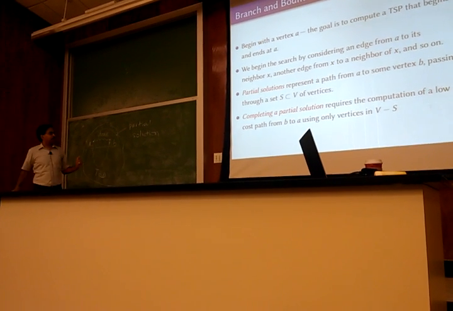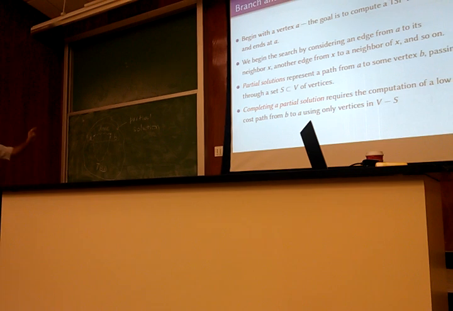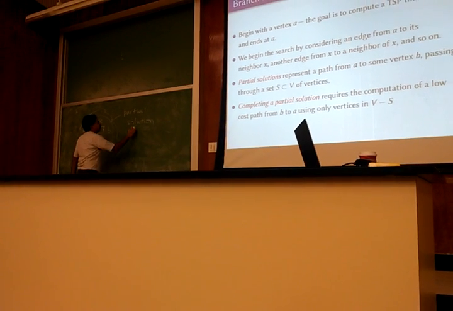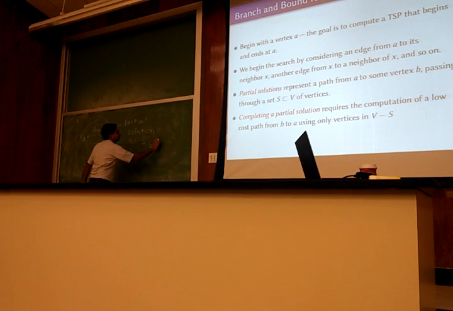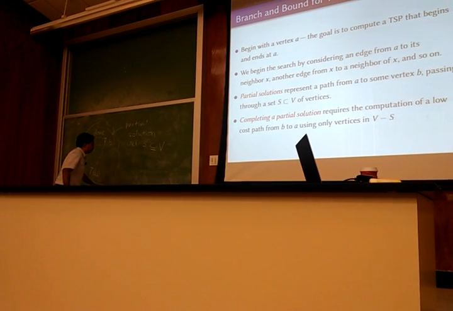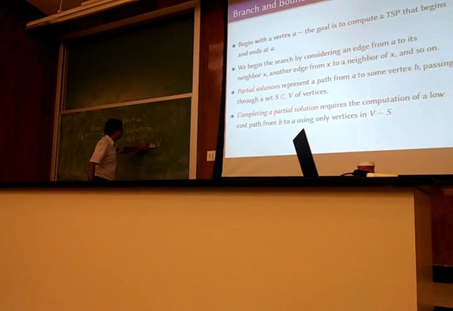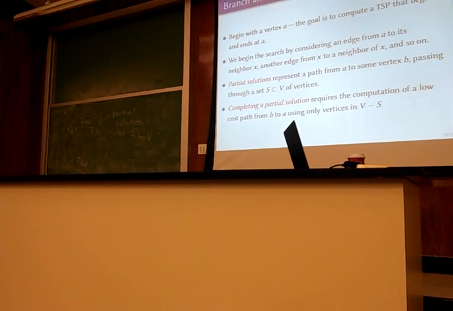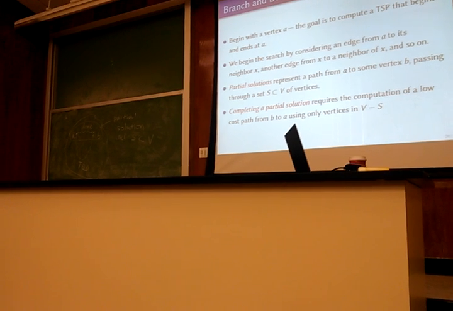This partial solution includes a bunch of vertices. Okay? So let's call this S, which is a subset, but we can say it's a proper subset, because if it's the entire set V, then we are done, right? So it's a partial solution because S is a proper subset of V.